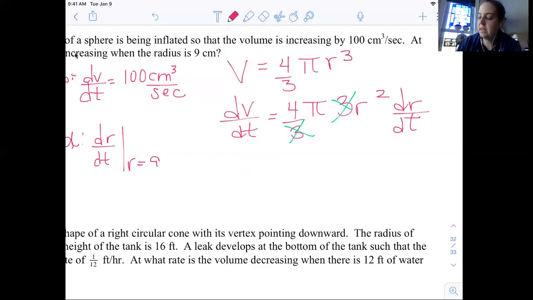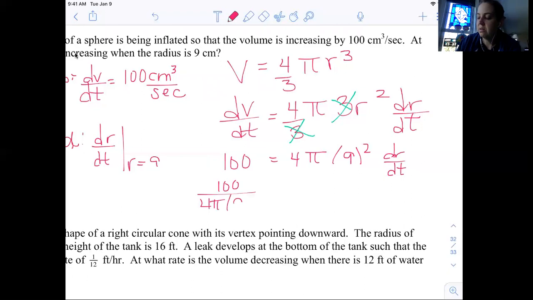We know that we are increasing at 100 cubic centimeters per second. There's my 4, there's my pi. The radius is 9 squared, dr/dt. To solve for dr/dt, divide by all of that stuff. And then again, use your calculator, figure out what that decimal equivalent is. So 100 divided by, let's clear that out. Use your parentheses, 4 pi times 9 squared. Looks something like this.